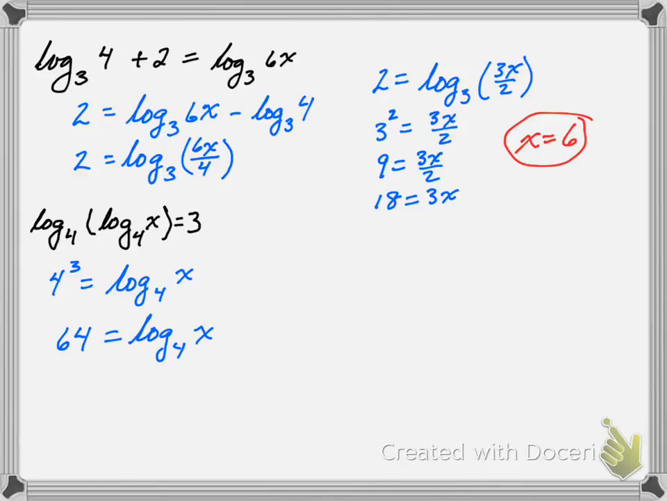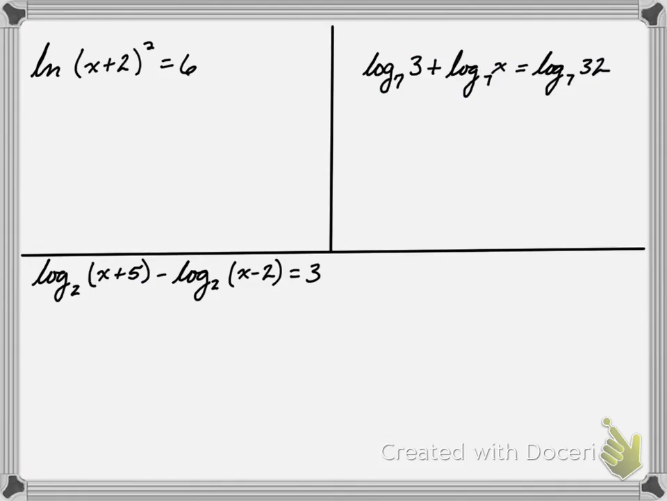And we can then convert this to an exponential equation, which would be 4 raised to the 64th power is equal to x. And we're by no means going to figure out what 4 to the 64th power is, because that is a very large number.